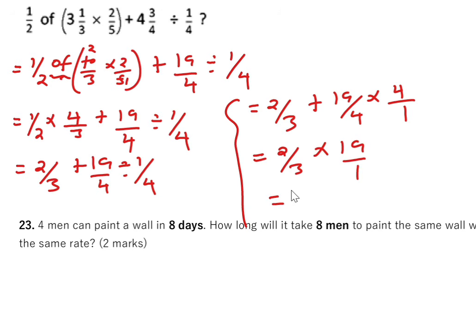You can see that the answer is 38 over 3. Sorry, 38 over 3. Or we can say, as a simplified, as a combined fraction, it is 12 and 2 over 3. So the answer is 12, 2 over 3.